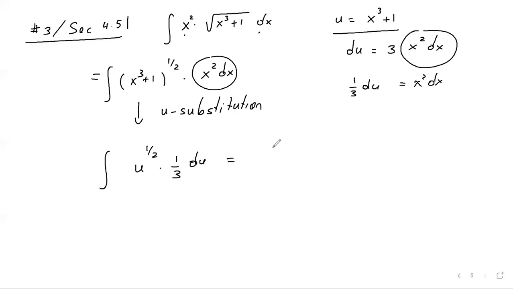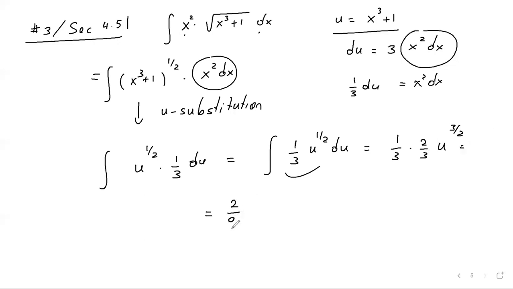And don't worry about these constants. They can be moved around in the integral. So 1/3 u^(1/2) du. This is a simple antiderivative. The antiderivative of u^(1/2) will be u^(3/2) times 2/3, and then times 1/3 over here. So this ends up being 2/9 times u^(3/2), and that's not good enough because it's not in x, but we can put it quickly in x. That's 2/9 times (x³ + 1)^(3/2).